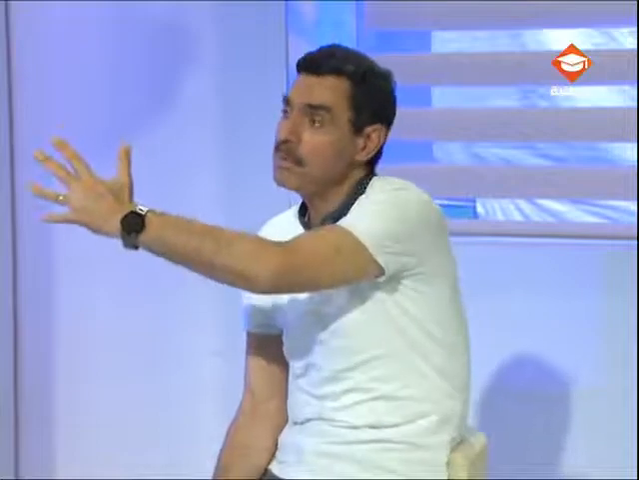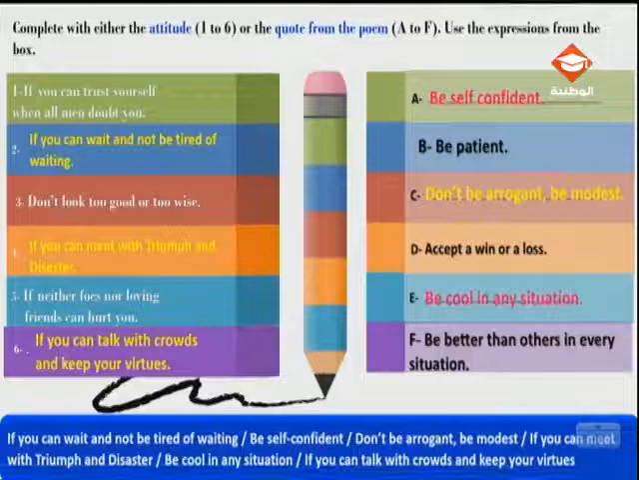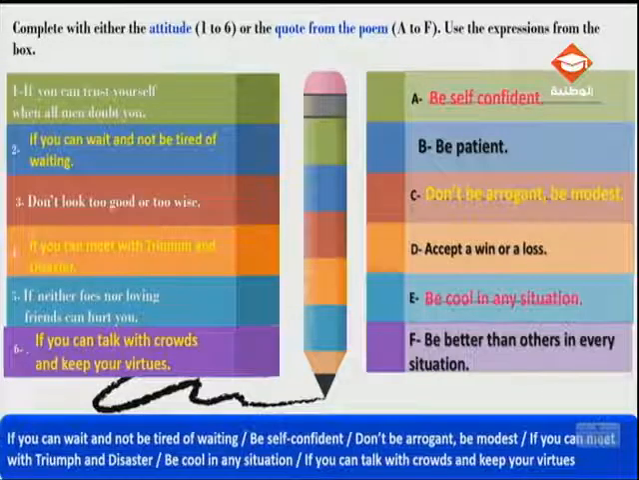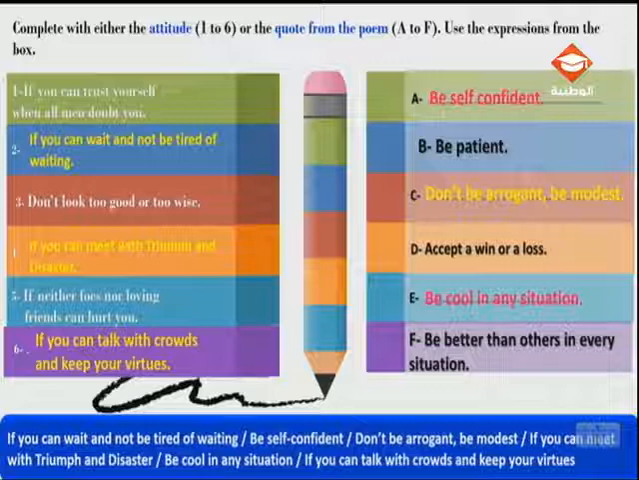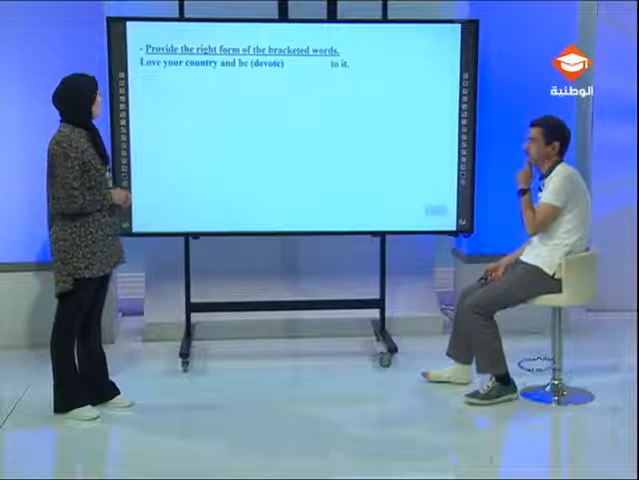Thank you, sir. Maysoon, the examples we took from the books of Shakespeare and from the poem of Kipling are just a few examples of ethics and ethical values and attitudes. Of course, there are other attitudes and values. We are going to see some of the ones already mentioned, and we are going to see other ones in the following activity. So I would like you to provide the right form of the bracketed words, and we begin with the first sentence. Could you read it, please?